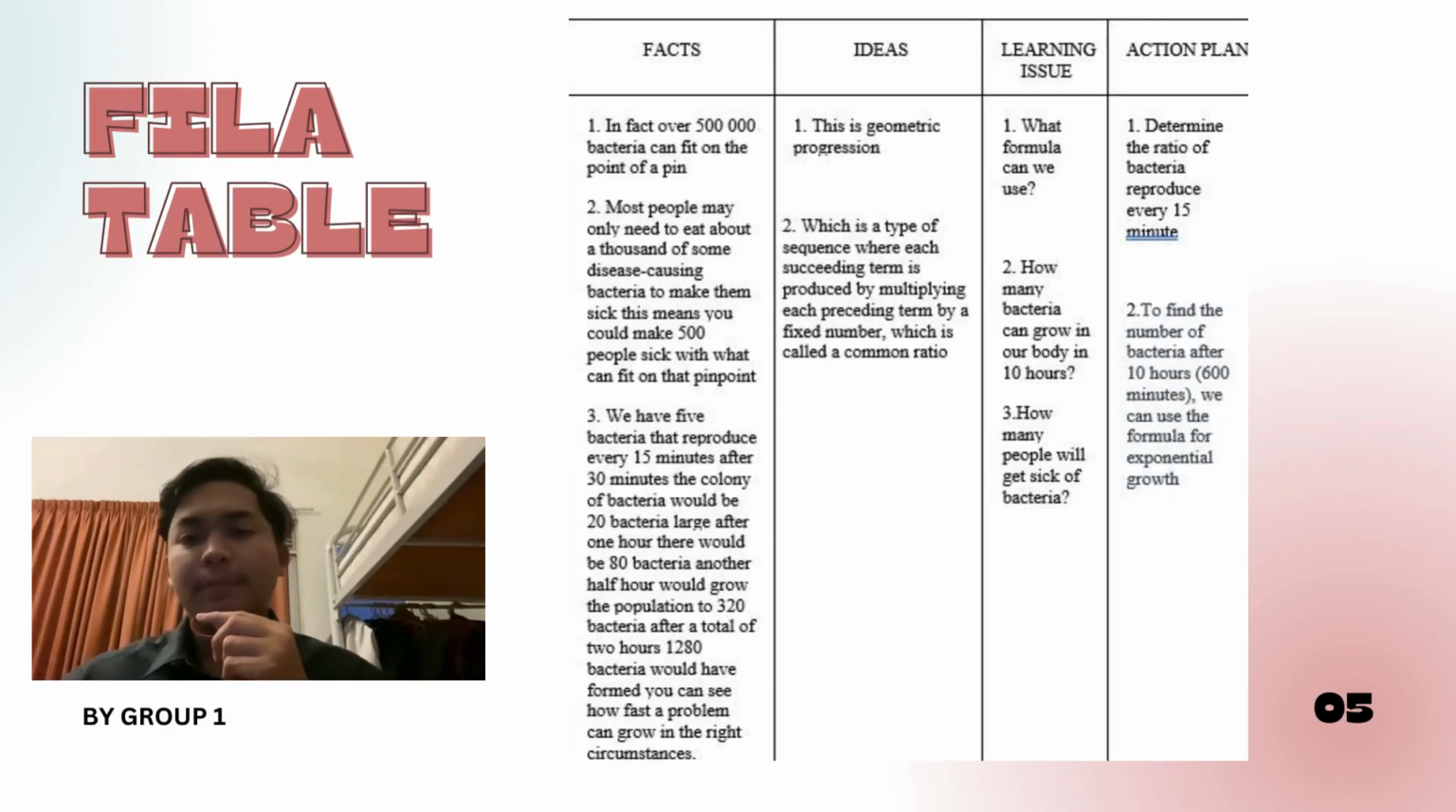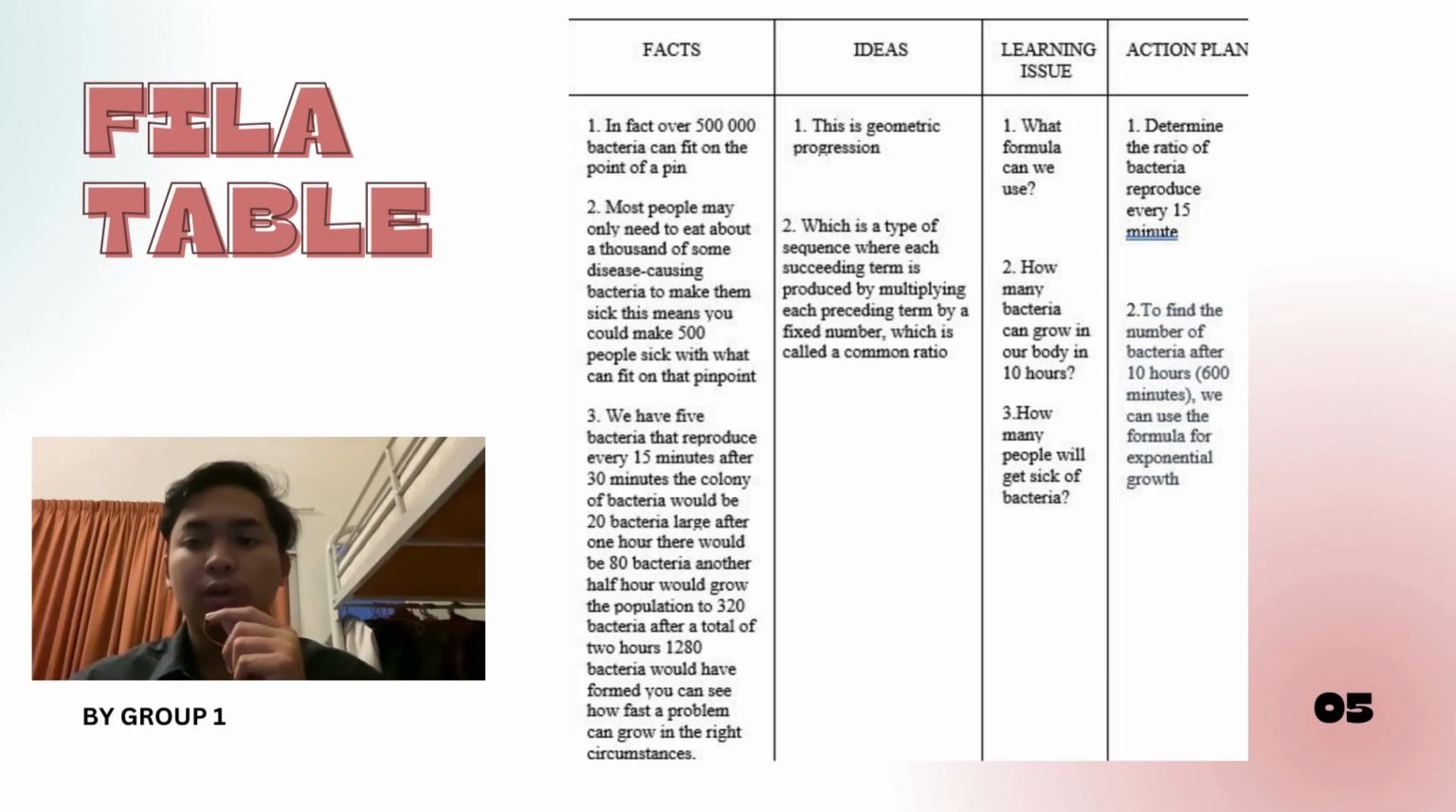For the second video, the facts are: number 1, in fact, over 500,000 bacteria can fit on the point of a pin. Number 2, most people may only need to eat about 1,000 of some disease-causing bacteria to make them sick. This means you could make 500 people sick with what can fit on that pinpoint. Number 3, we have 5 bacteria that reproduce every 50 minutes. After 30 minutes, the colony would be 20 bacteria large. After 1 hour, there would be 18 bacteria. Another half hour would grow the population to 320 bacteria.